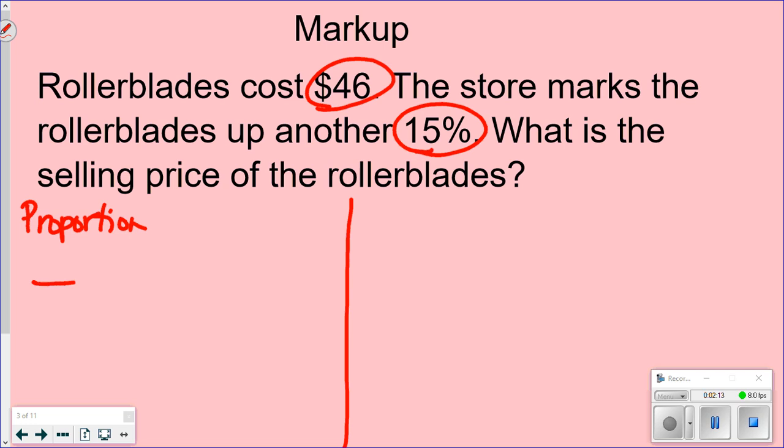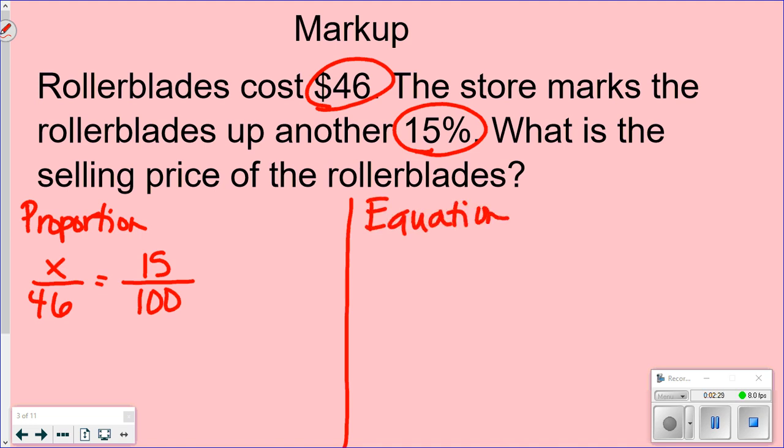So if you're going to set up a proportion, you're going to set it up like this, 15 over 100. And then 46 would definitely go on the bottom because it's the total cost of those rollerblades to start with. Okay, that's how it would look. And if you're going to use the equation way, it would look like this. Remember we talked about is equals percent times of. Well, your of would be your 46, and your percent would be 0.15. Doing both of these things will give you the same answer.